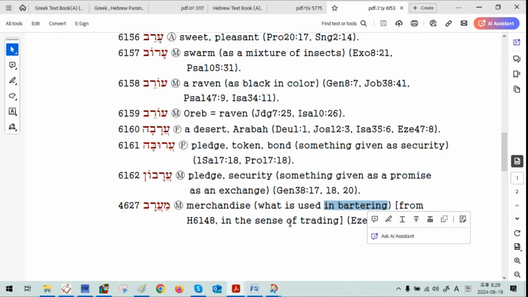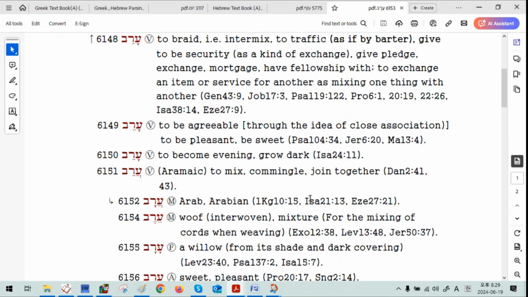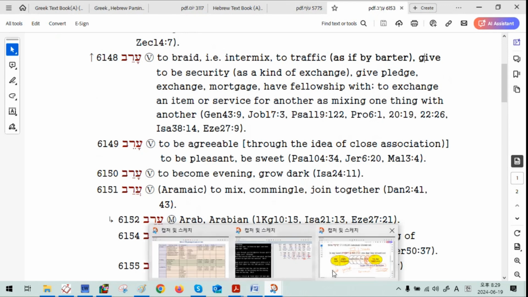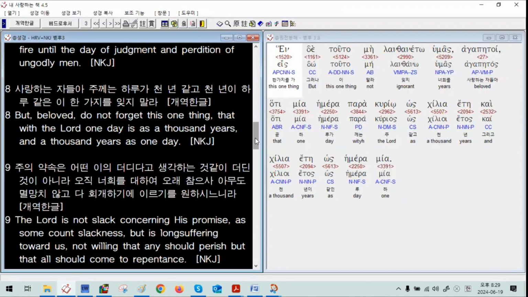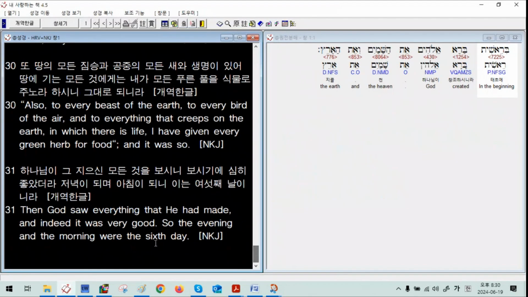used in the bartering, in the sense of trading, exchange. So evening is the time to exchange the knowledge. Evening is the time to have a fellowship. Evening is the time once you receive the knowledge of God, you give pledge, you give to be security. And how many times is that going through? 6 days, right? 1st day, 2nd day, 3rd day, 4th day, 5th day, 6th day. When we come down to the 6th day in Genesis chapter 1, verse 31, evening, morning, 6th day.